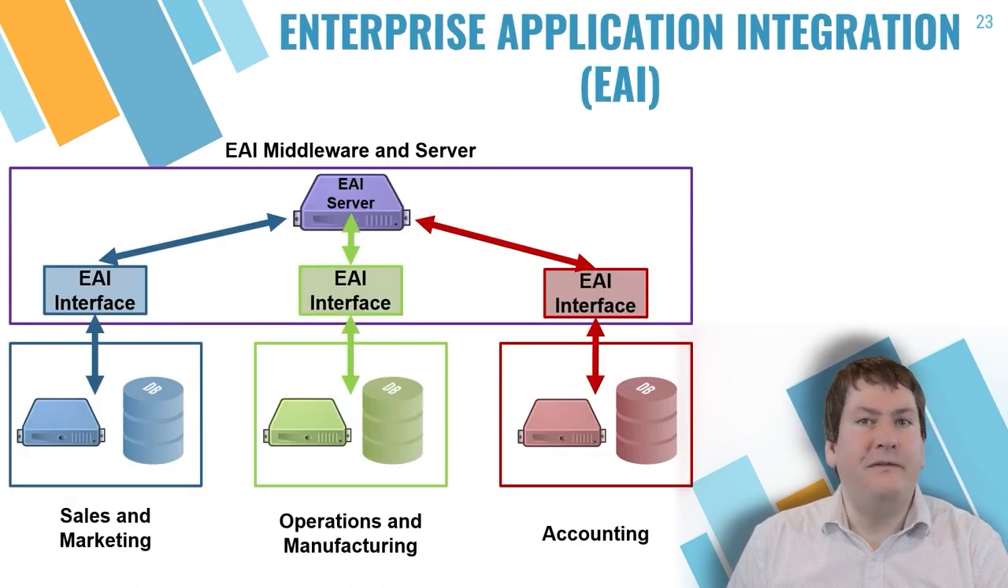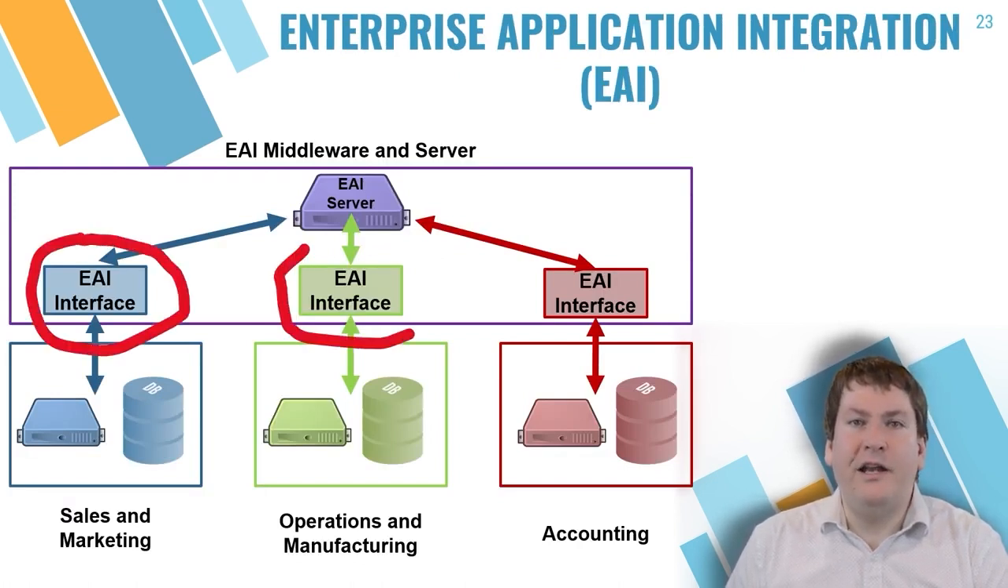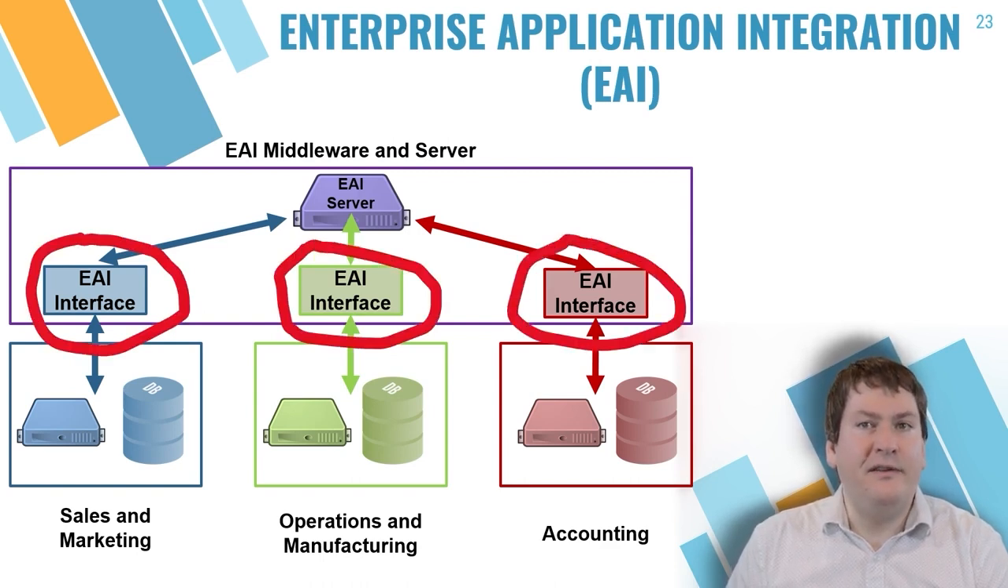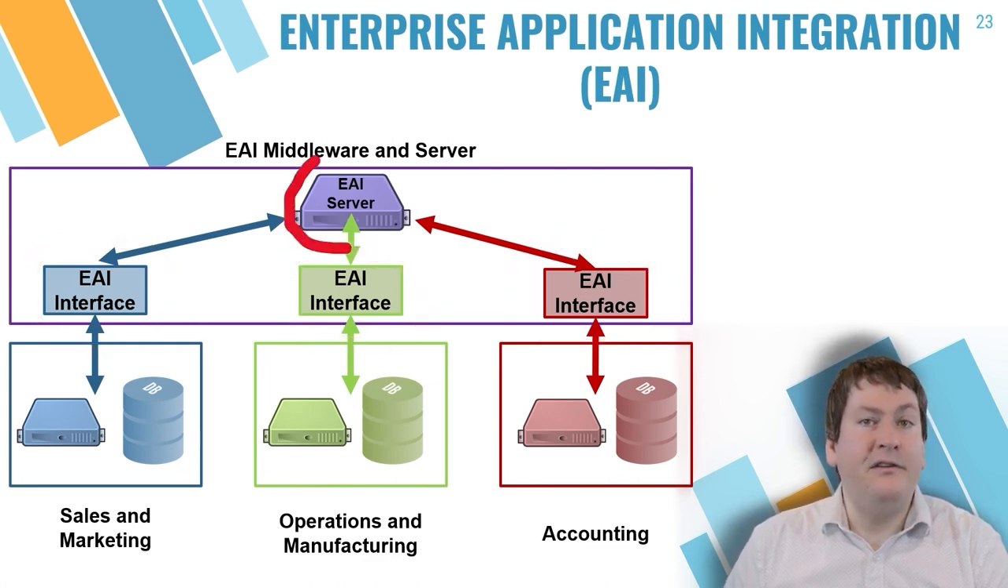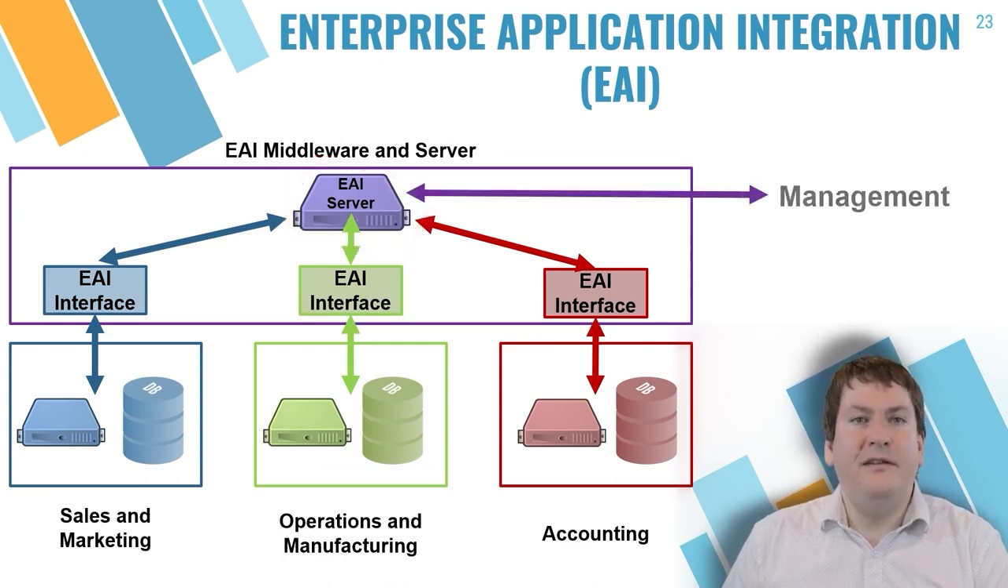EAI systems keep our functional systems as they are and create a custom interface or middleware application for each existing functional system. This interface communicates with functional systems and translates its data as it's requested into a common format that the EAI server can understand. The EAI server ensures data integrity is maintained across the organization and provides a common single interface for management to easily access all data across the organization for reports and data analytics.